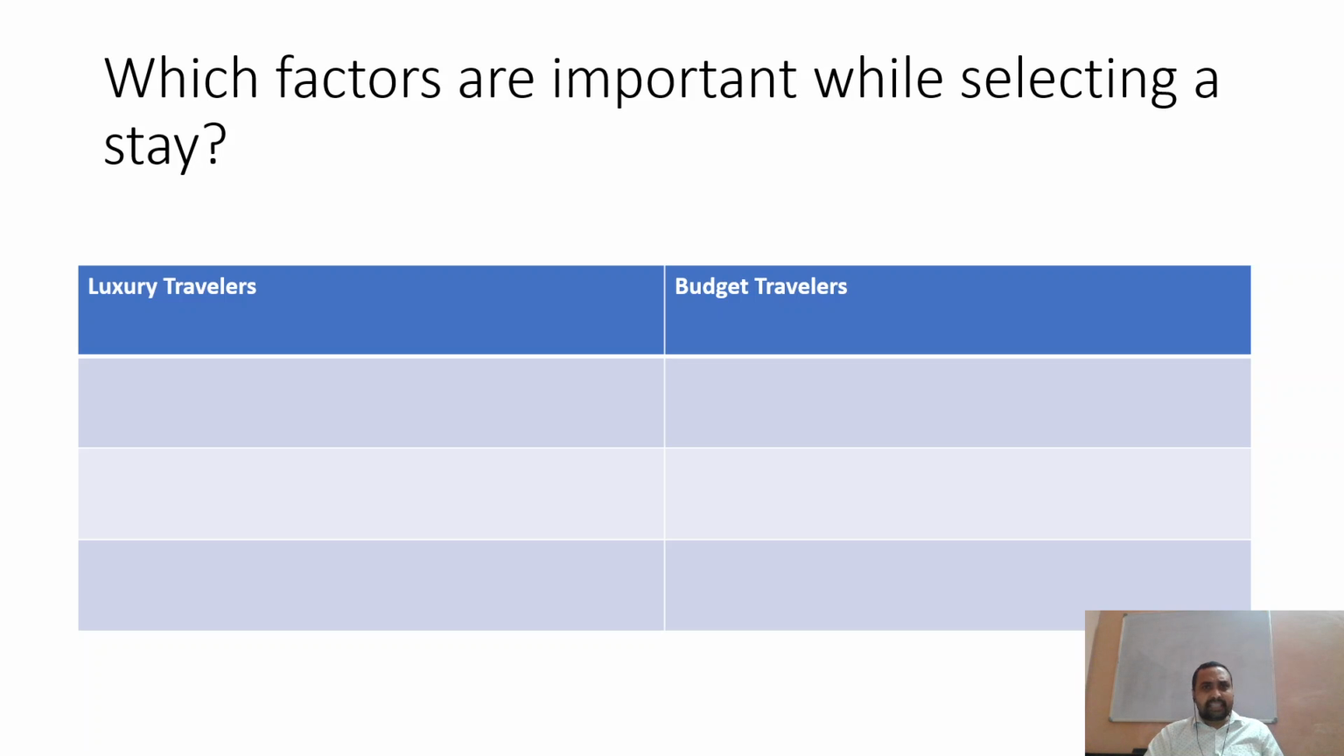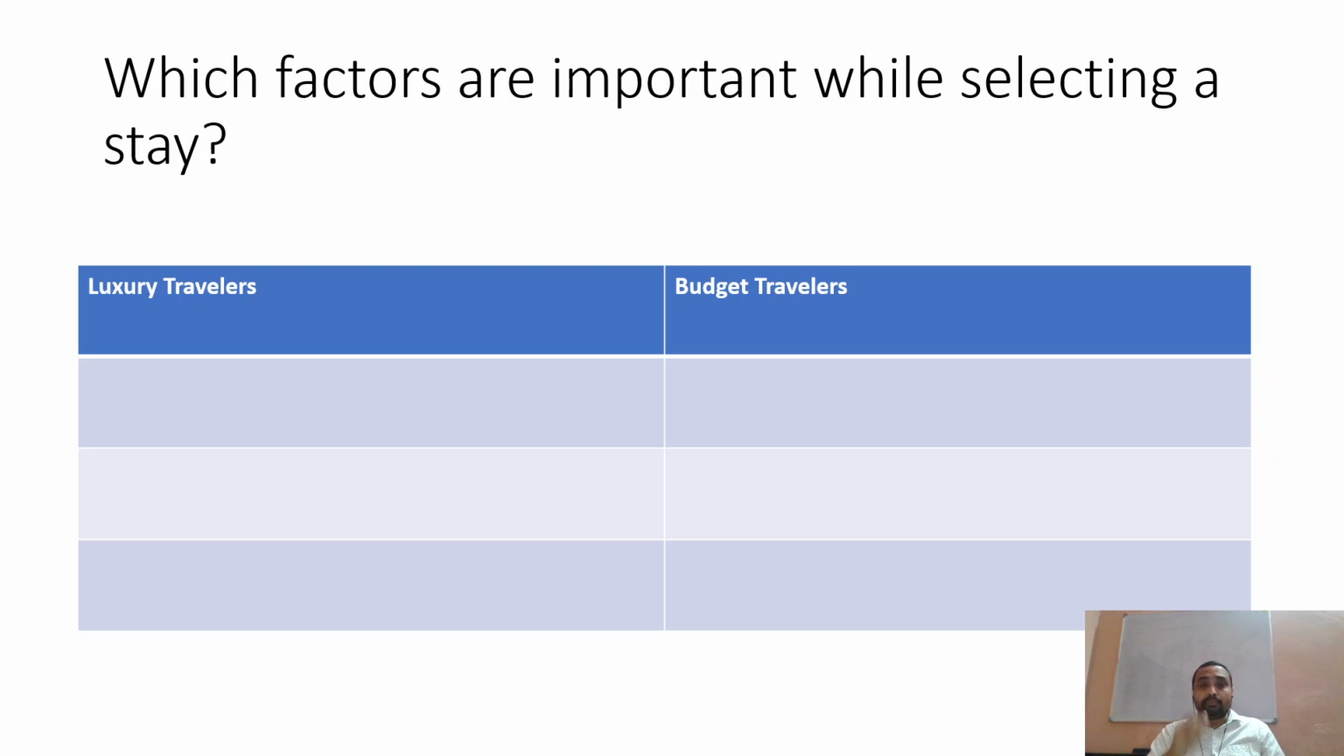Likewise, if I look at what the important factors are for both of these kinds of travelers for selecting a stay, we would be surprised to know that both of them would be looking for something very similar. When it is very important, they would be looking for something similar. Similar in the sense that a luxury traveler may also be looking for safety. Likewise, even a budget traveler will also be looking for safety. So when it comes to an important factor, most of the time, whatever the segment is, they will quite often be looking for the same thing.